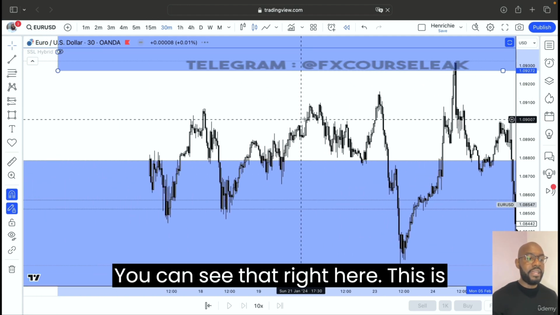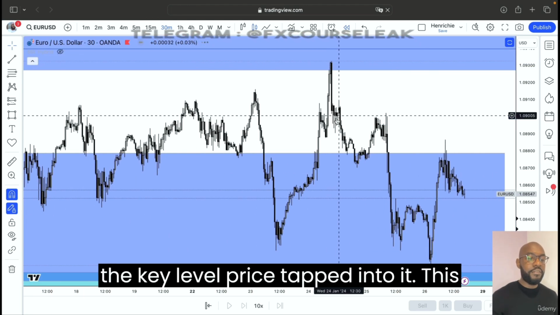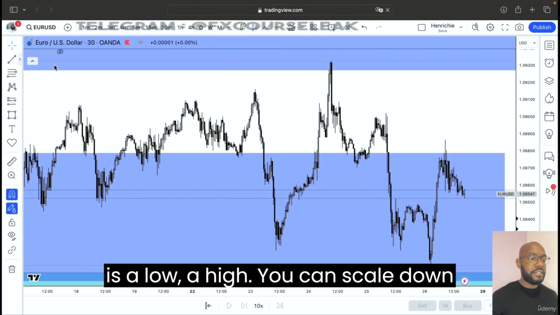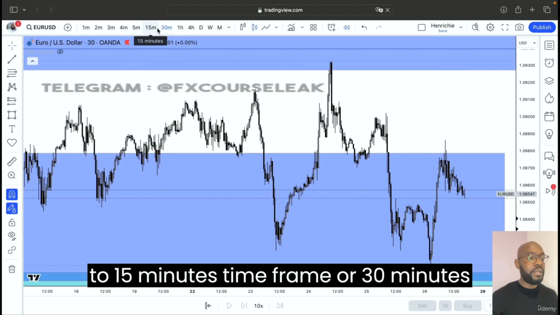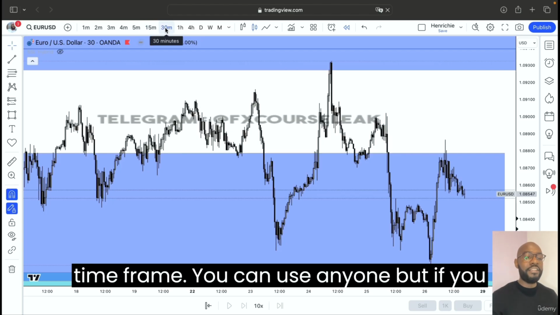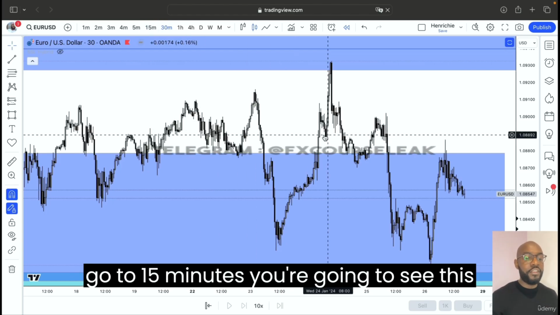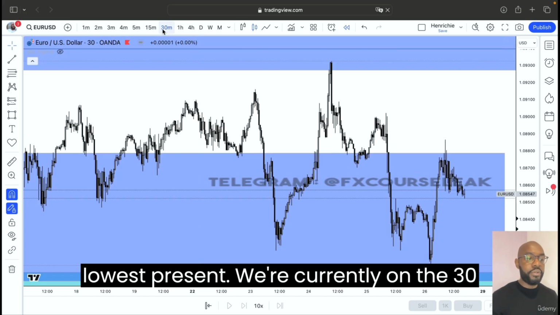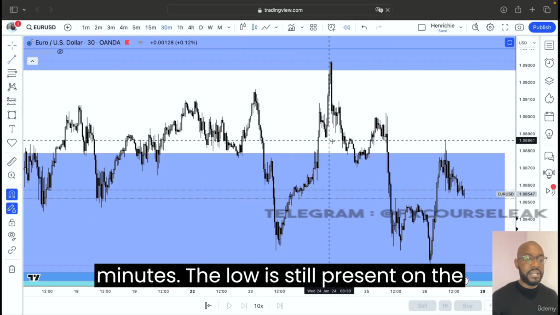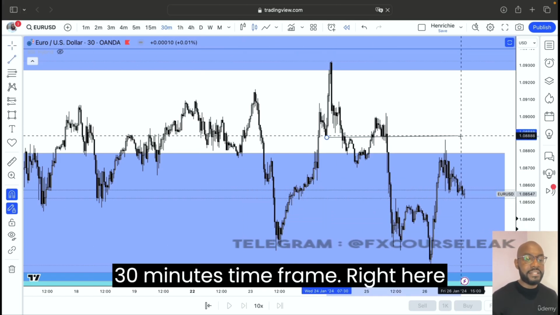You can see that right here. This is the key level. Price tapped into it. This is a low, a high. You can scale down to 15 minutes time frame or 30 minutes time frame. You can use any one. But if you go to 15 minutes, you're going to see this low is present. We're currently on the 30 minutes. The low is still present on the 30 minutes time frame right here.